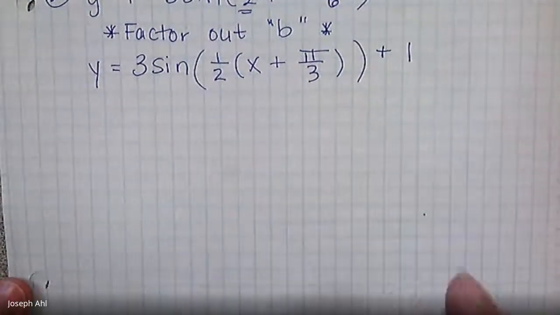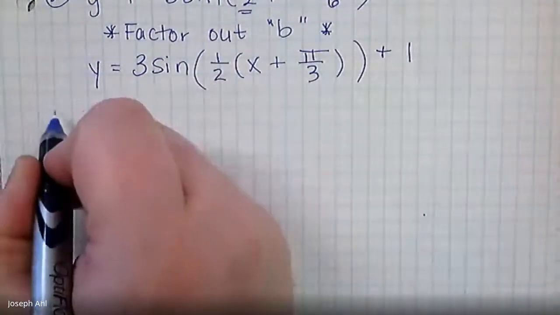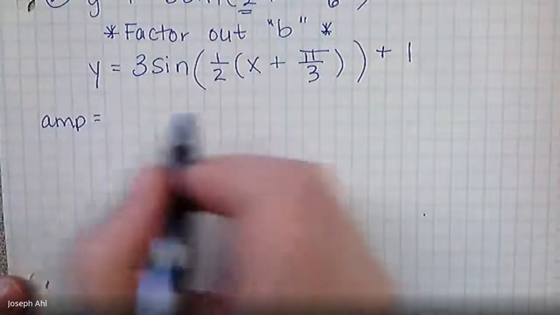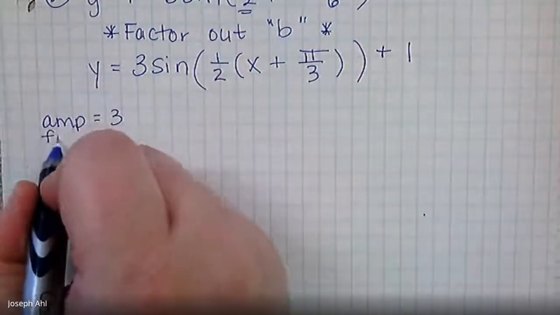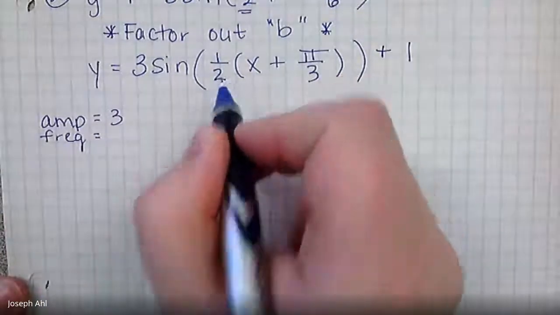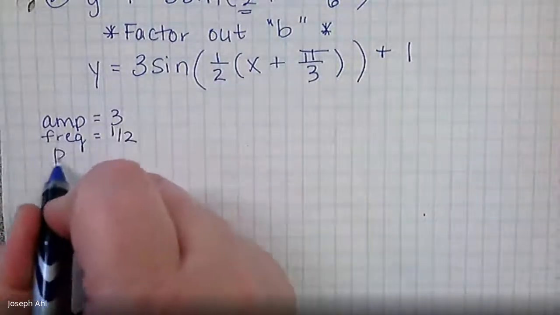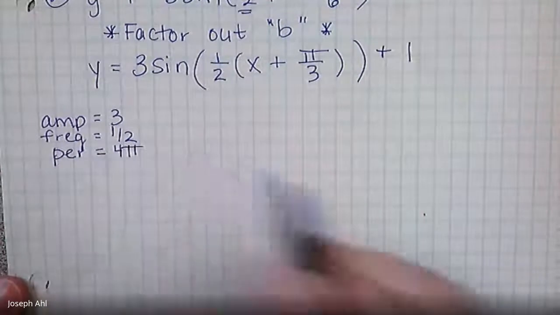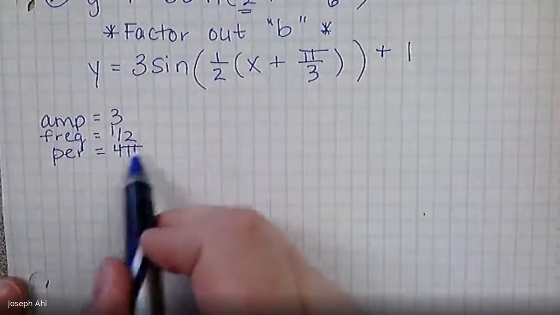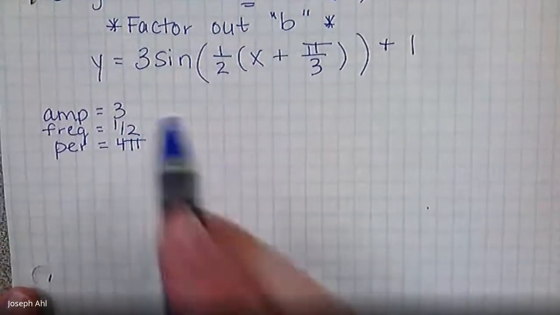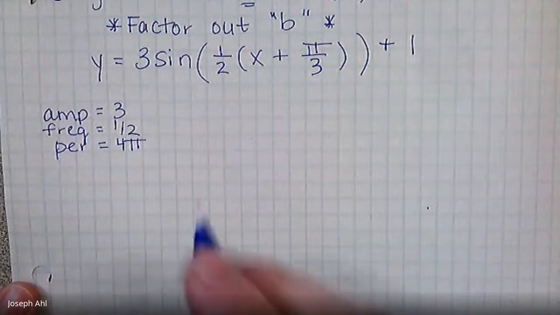Let's see if we can start identifying some of the key information that we need for our sketch. So the amplitude for this graph is 3. The frequency is the 1/2 that I factored out, which tells me that the period is 4 pi. 2 pi divided by a half is 4 pi. That's how long it takes to complete one cycle, which is what I'm trying to do.